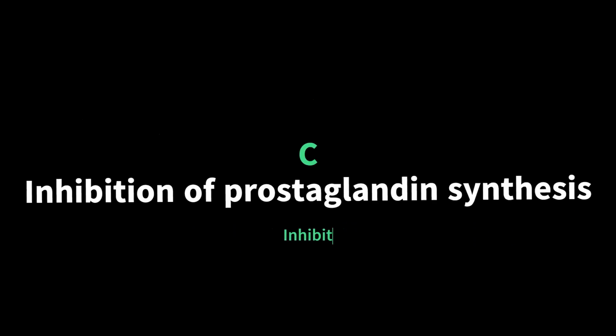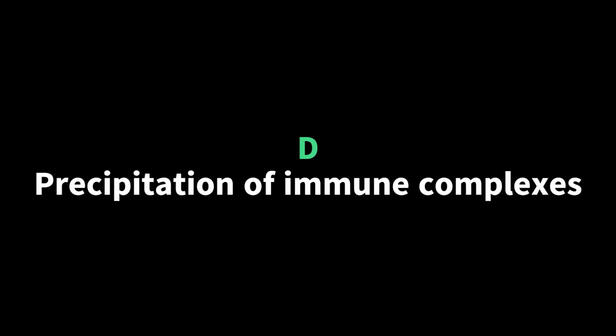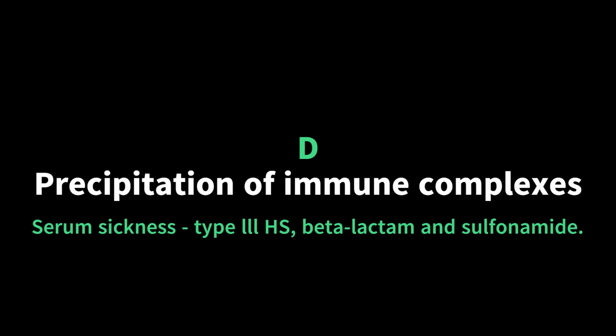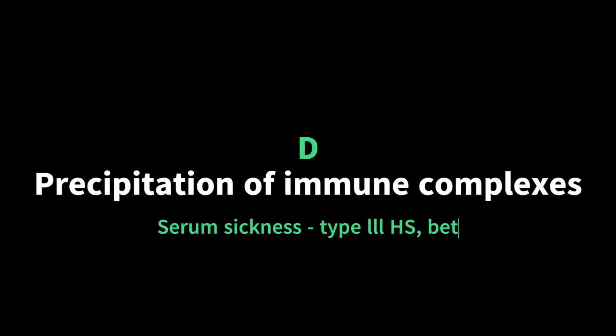D. Precipitation of immune complexes. Serum sickness is a type 3 hypersensitivity reaction caused by precipitation of circulating immune complexes. Typical symptoms include fever, pruritic rash, and arthralgias starting 7 to 14 days after antigen exposure. Common triggers include beta-lactam and sulfonamide antibiotics.